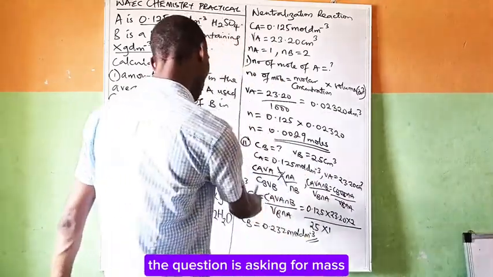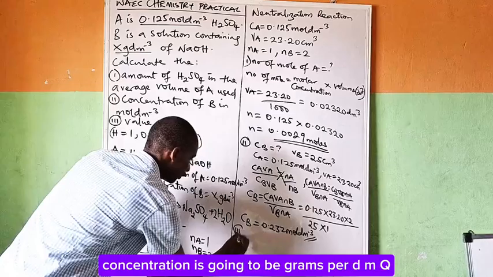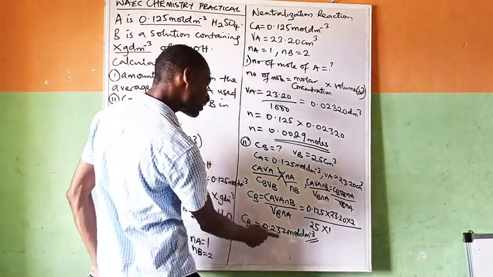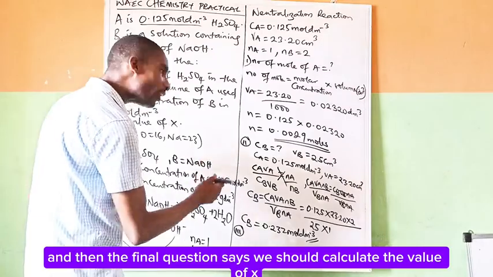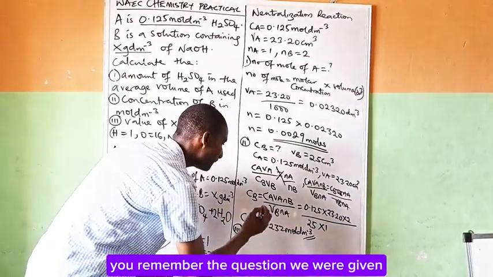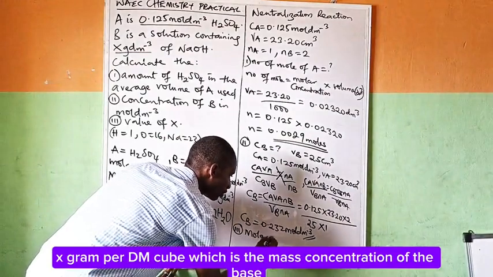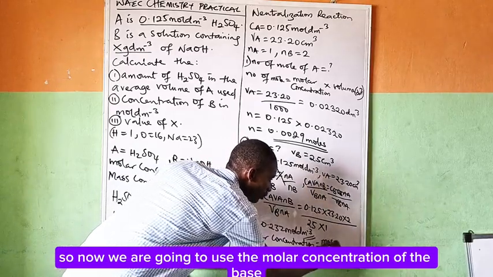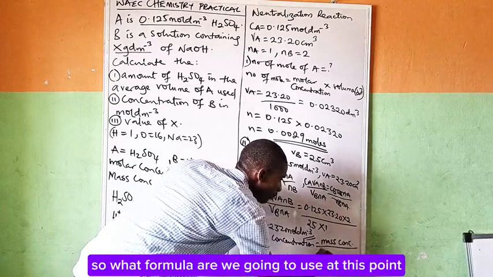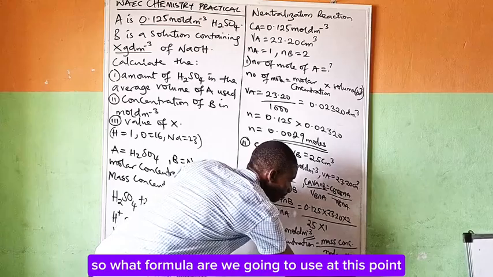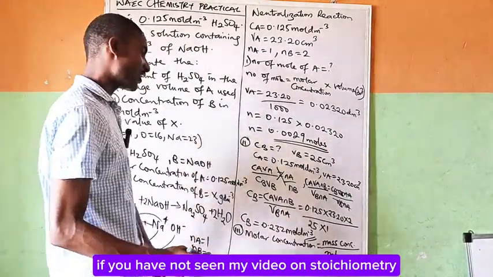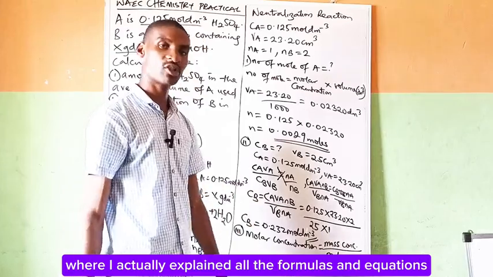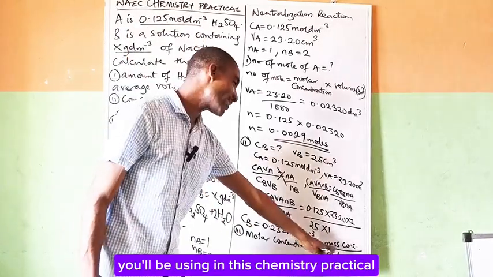Thank you very much. Now, let's go to the final question, which is calculate the value of X. We already have the molar concentration of the base. The formula we are going to use to find the mass concentration is molar concentration equals mass concentration over molar mass. With this formula correctly stated, you get a mark. So molar concentration is equal to mass concentration over molar mass. Now, how do we get all these parameters?